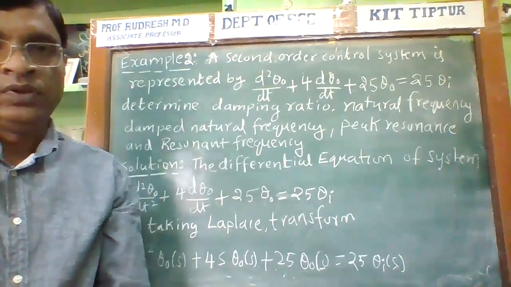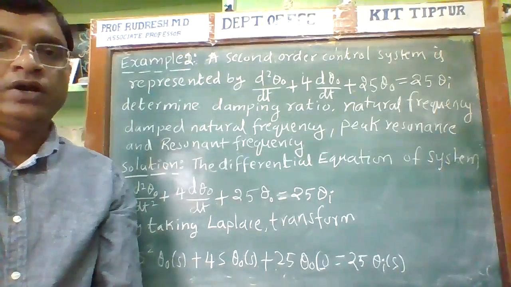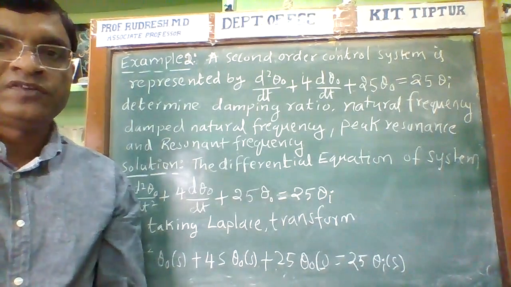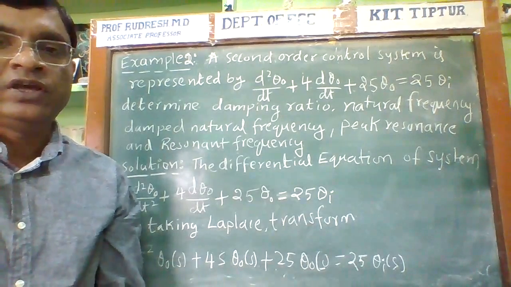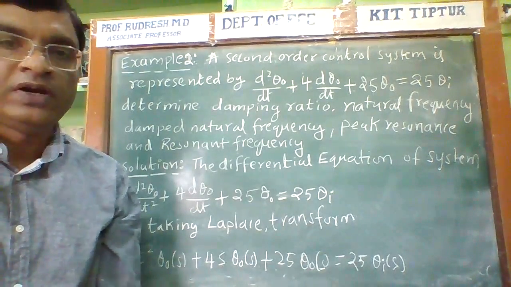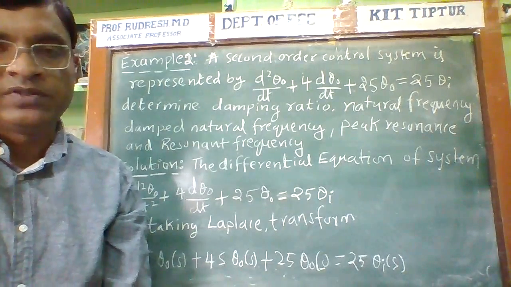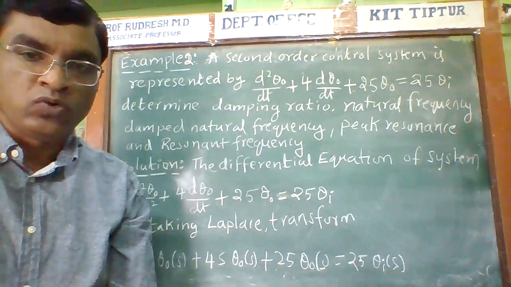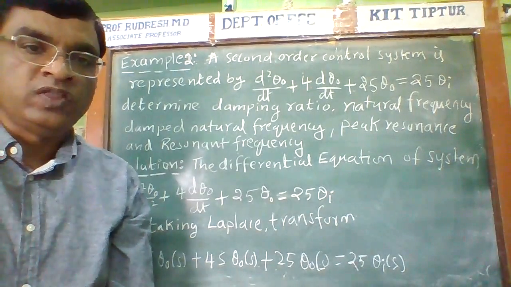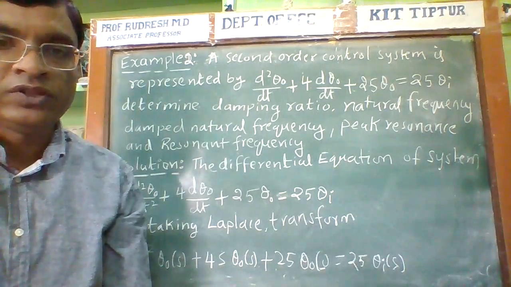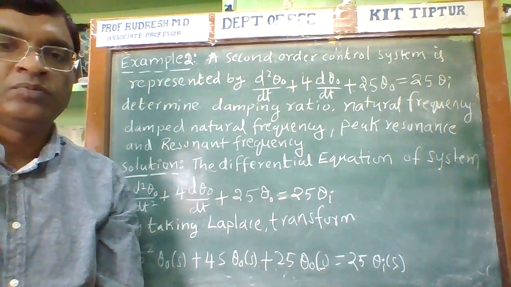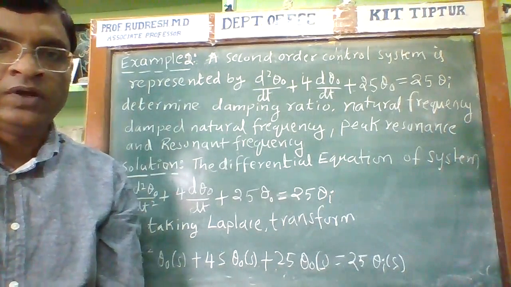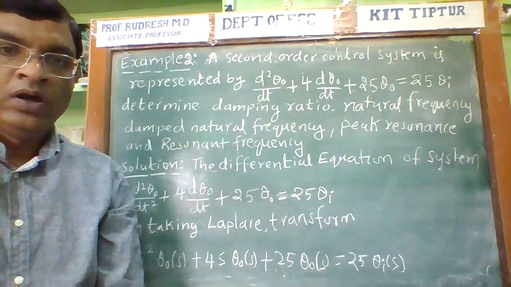Dear student, in today's class I am going to discuss another example on the second order system. In the first example, they give the G(s) and H(s) values and ask you to find the time response specifications such as rise time, peak time, maximum peak overshoot, and natural frequency, regarding those things asked in the previous problem.